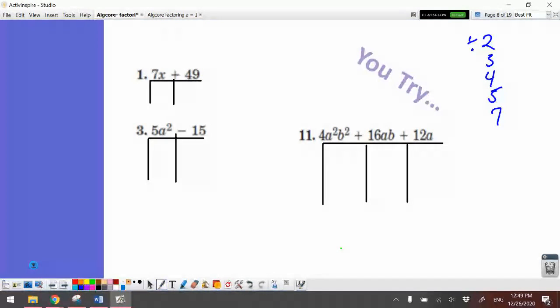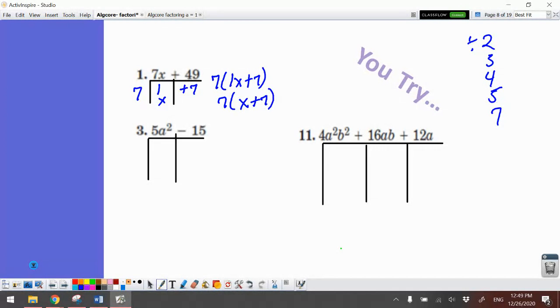Okay, so let's start with this first one. So I know that I see a 7. So that would make me think I can divide by 7. So 7 divided by 7 is 1. 49 divided by 7, that's a positive 7. I'm going to go ahead and write my positive in there. And I have my x there. I don't see that I can take anything else out. So my answer is 7, the 1x plus 7, or 7x plus 7.